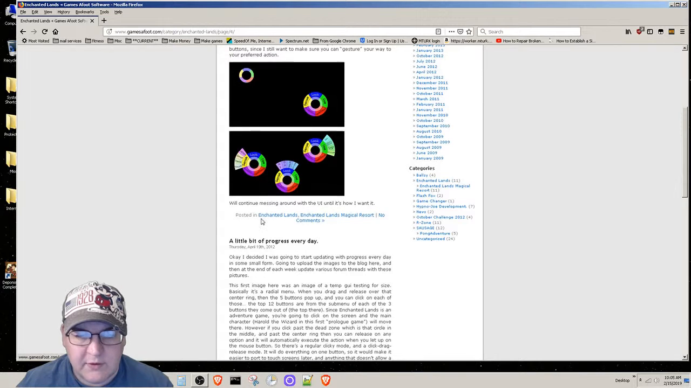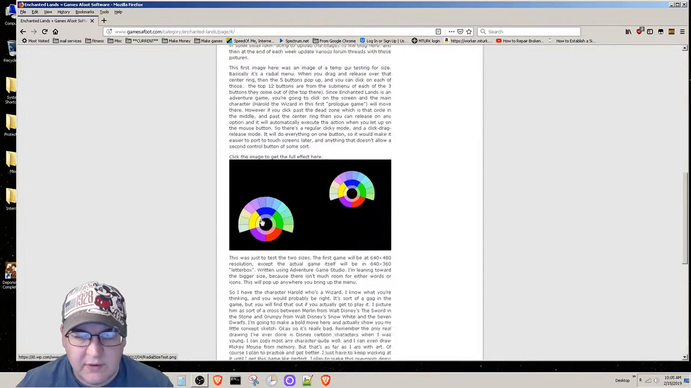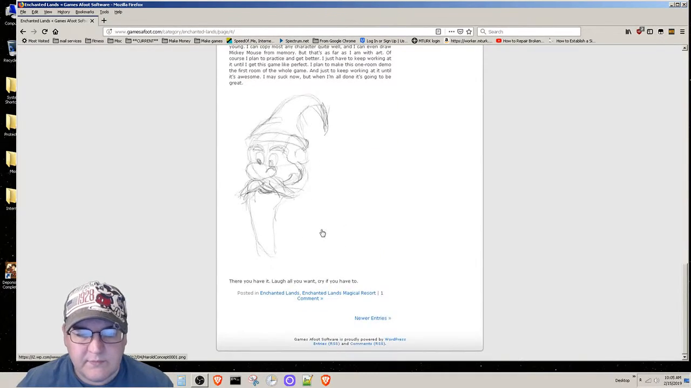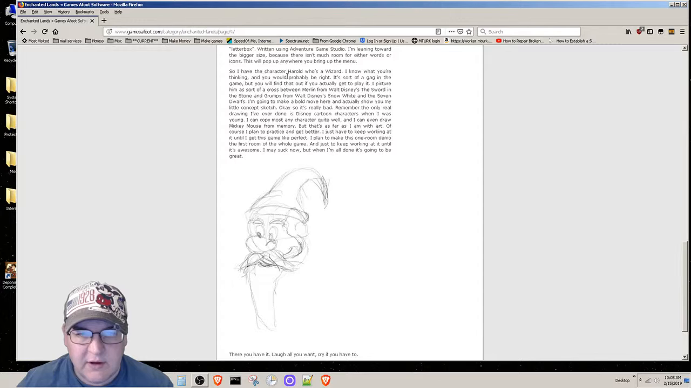Here was some mock-up, so I was just figuring different ways. See, this is what I wrote. Character Harold, who's a wizard, and I know what you're thinking. You're probably right. It's a sort of gag in the game. You'll find out if you actually get to play it. I picture him sort of a cross between Merlin from Walt Disney's Sword in the Stone and Grumpy from Walt Disney's Snow White and the Seven Dwarfs.